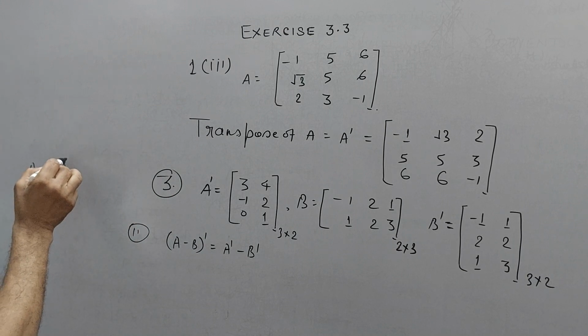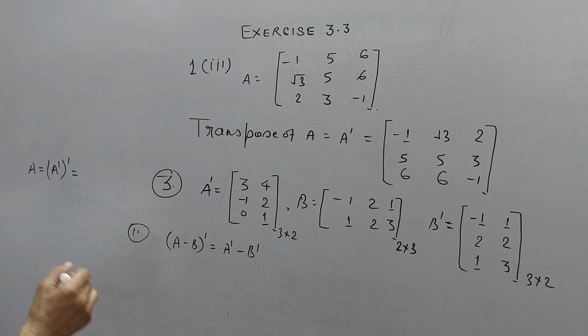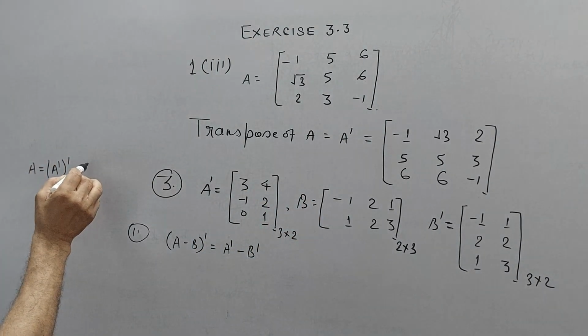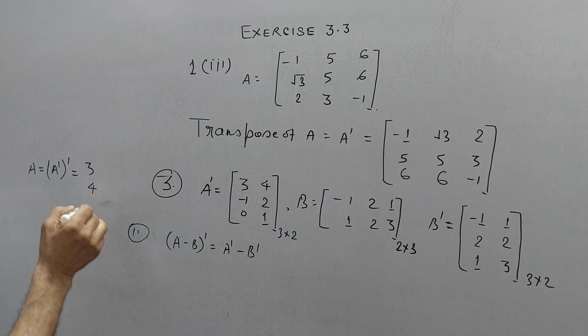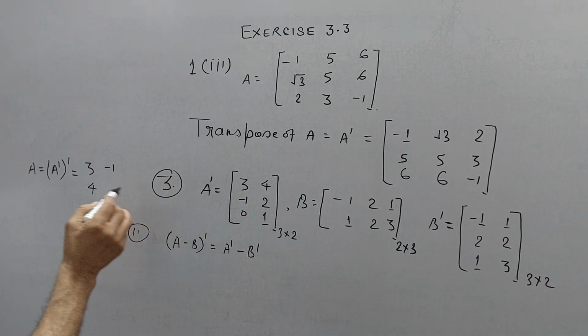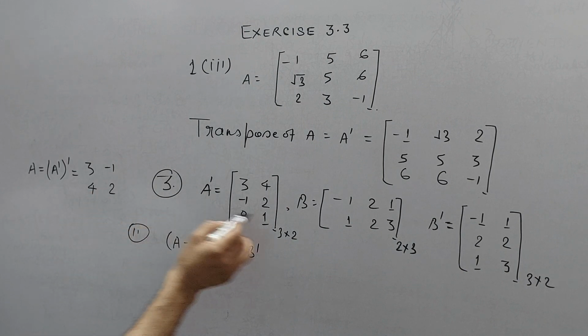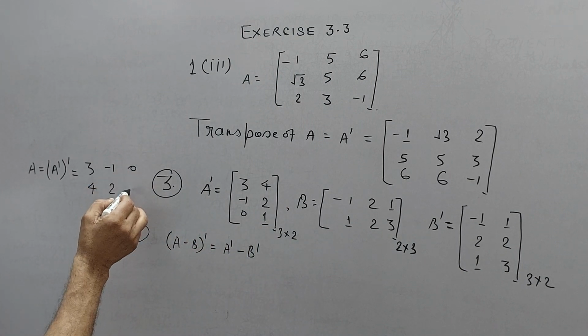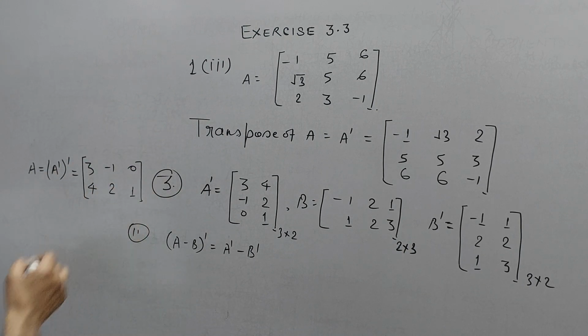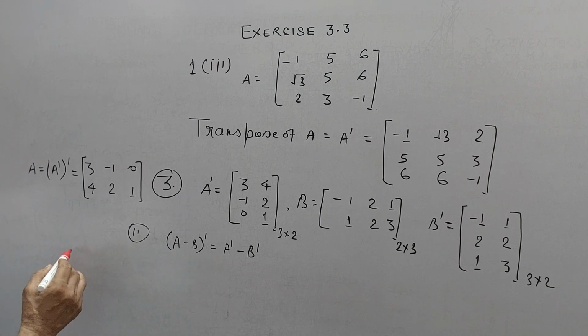If I double transpose this one, the first row becomes the first column, so this becomes 3 4, and the second row becomes the second column, minus 1 and 2, and the third row, 0 and 1, becomes the third column. So this is the matrix A. First we calculate the left hand side. Our left hand side is the transpose of A minus B.